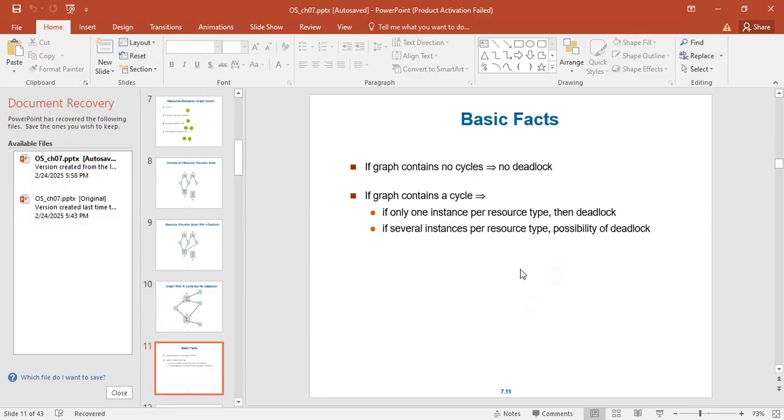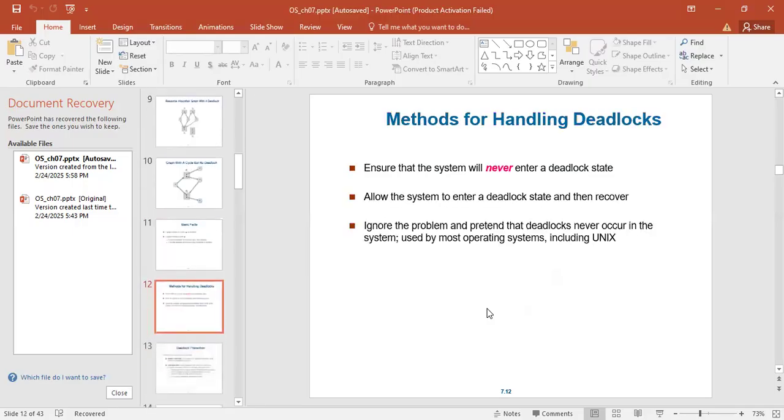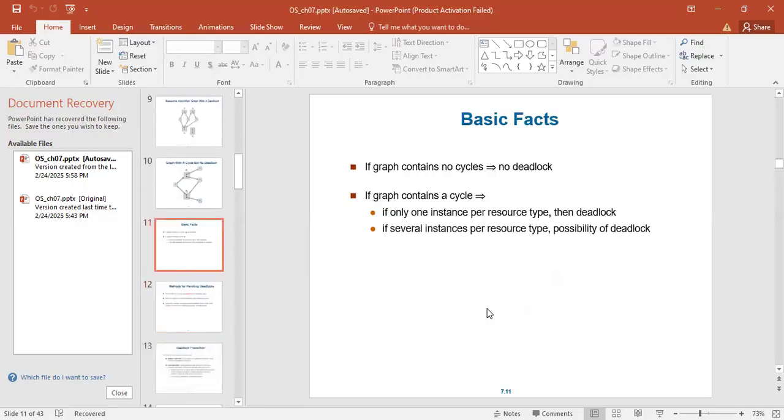The basic fact is that if a graph contains no cycles, there is no deadlock, and all the processes involved in the graph will complete their execution smoothly. If the graph contains a cycle and there is only one instance per resource type, then there is deadlock. If there are several instances per resource type, there is a possibility of deadlock, or there may be smooth completion of the processes. So these are the basic facts about deadlock, with resource types and processes represented in the resource allocation graph.